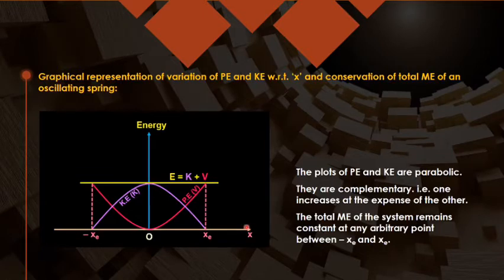So this was all about elastic potential energy and the conservation of mechanical energy when you are moving the spring. And you can see here in the graph also, this yellow line gives you the total mechanical energy, which equals the sum of the kinetic energy and potential energy.